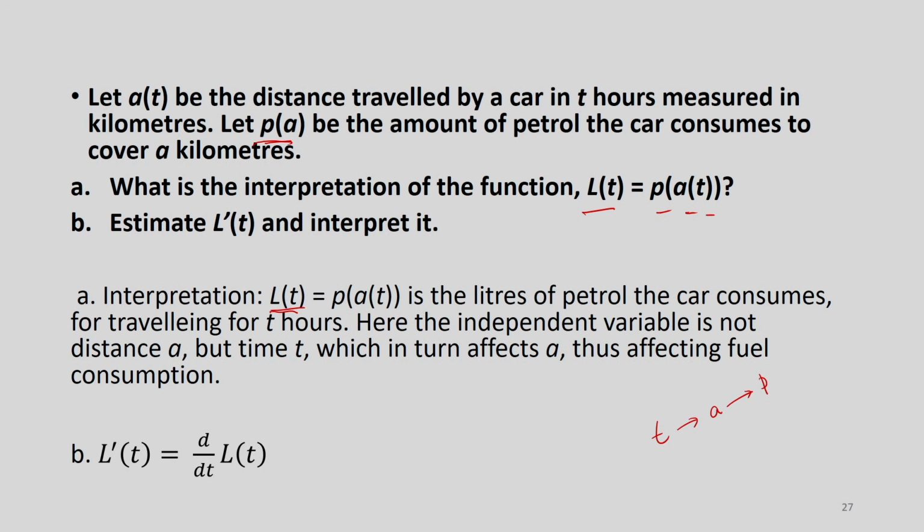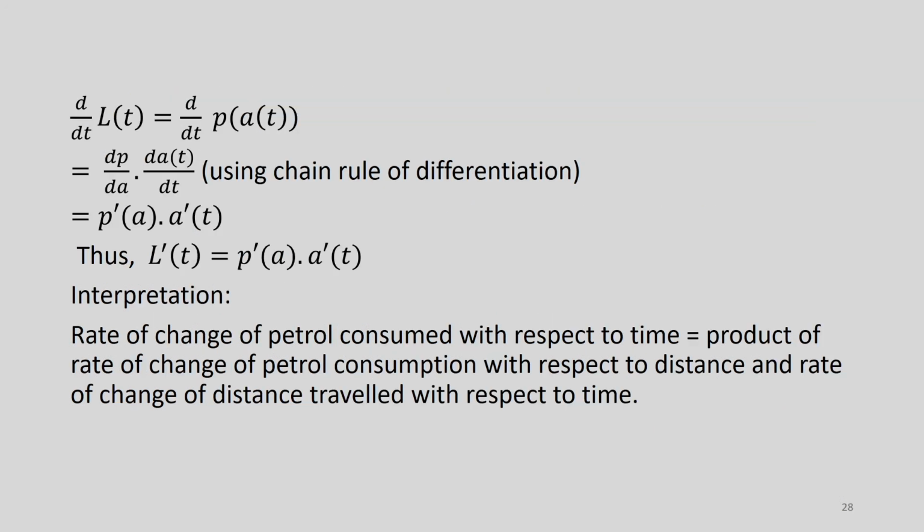Secondly, what is L prime t? L prime t is the derivative of the L function with respect to time. So that is d/dt of L(t), and we write it as follows, because I know L(t) is equal to P of A of t. So I write that explicitly, and then I take the derivative of this using the chain rule of differentiation, and that will give us dP/dA multiplied by dA/dt, where A is a function of time.